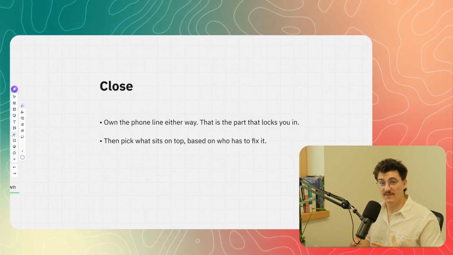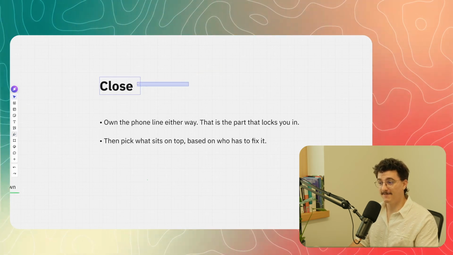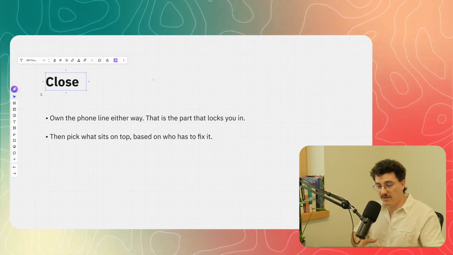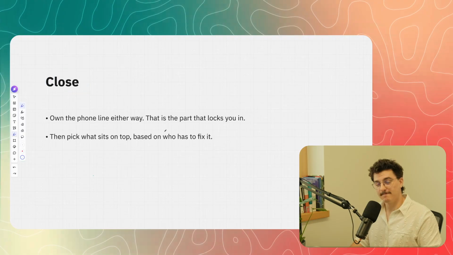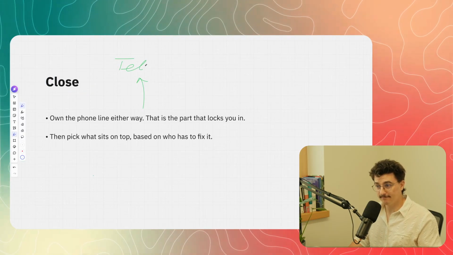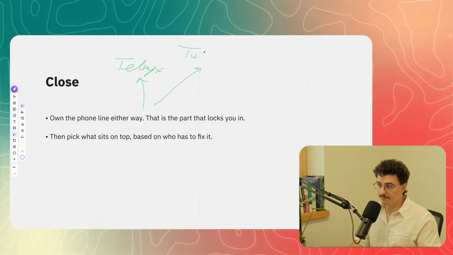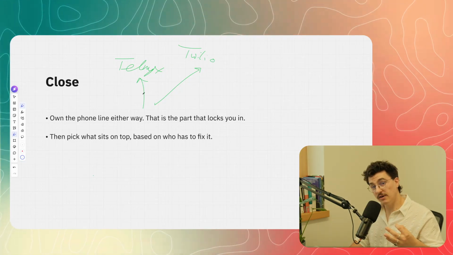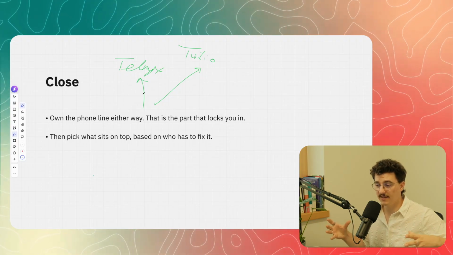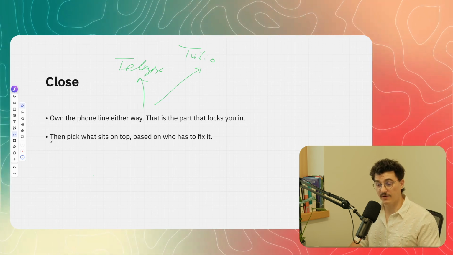This is the actual part that locks you in, because if you buy your phone line on Vapi, then you can't switch. The phone line is with Vapi, and you can't just take it and put it into a LiveKit agent. So go to either Telnyx or Twilio. Buy your own phone number and then plug that into Vapi. Because if you then want to switch at some point, then just take the phone number and plug the same one into LiveKit. And then at the end of the day, you can pick what sits on top.